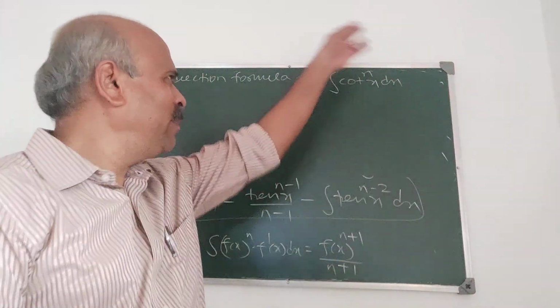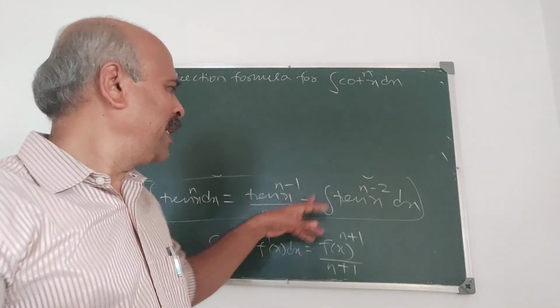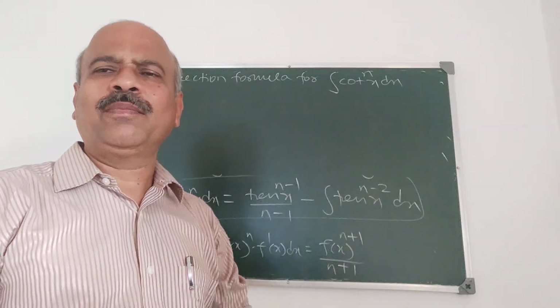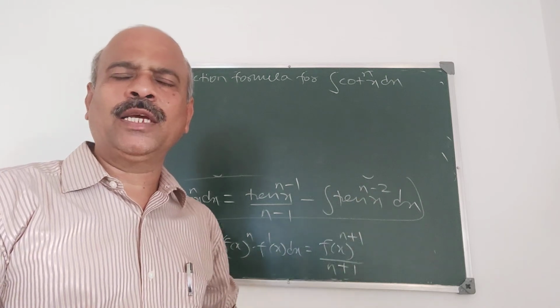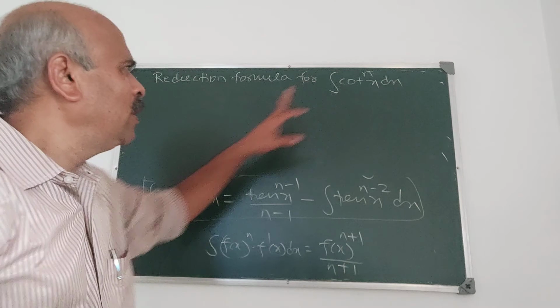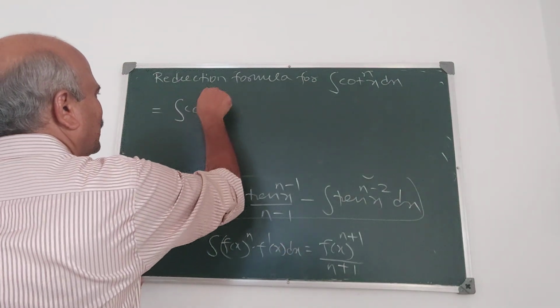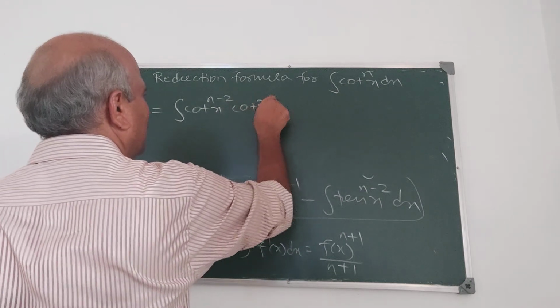These you need not remember as a formula, but for 2 marks derivation may be asked. Or on tan x raised to n, cot x raised to n, you will get some problems. Some standard problems are there. I consider those problems in the next video. First I derive the cot x raised to n formula. It is exactly the same: integral of cot x raised to n minus 2 cot square x dx.